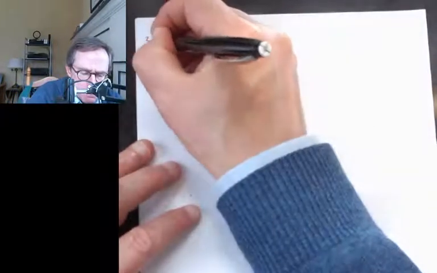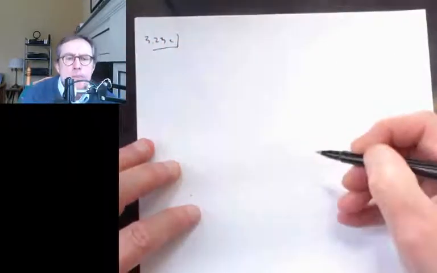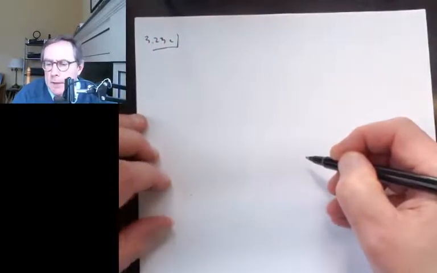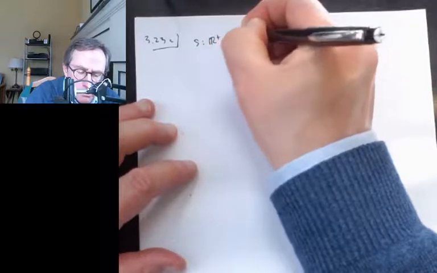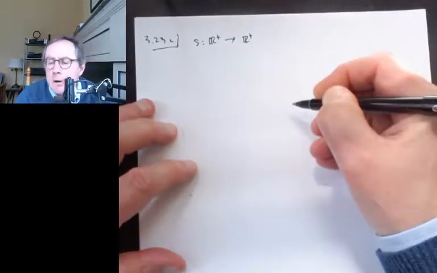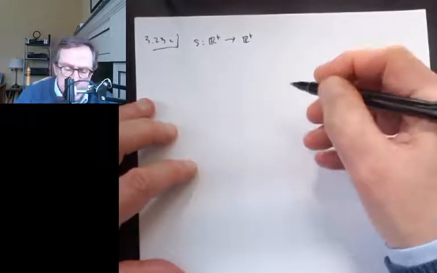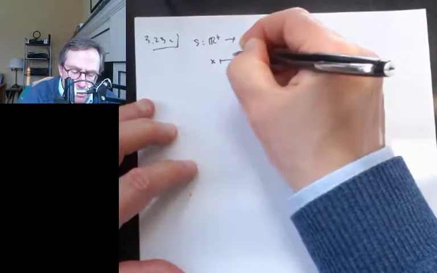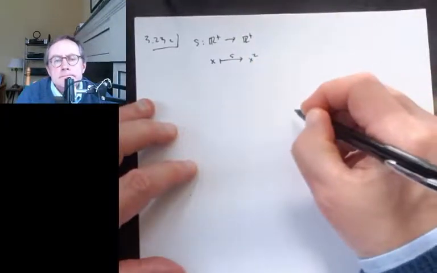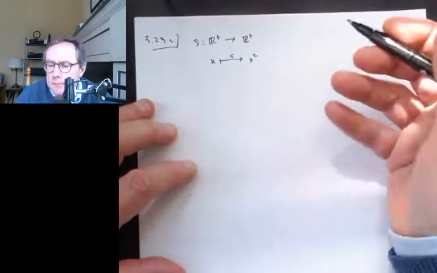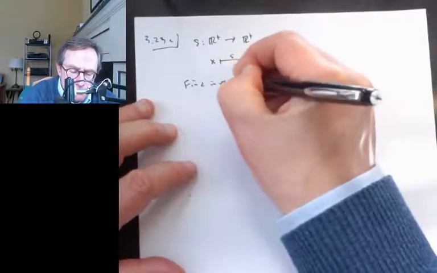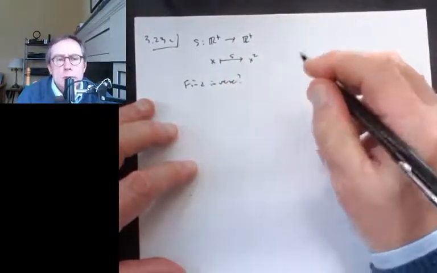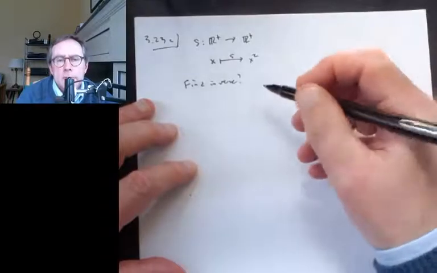Okay, and then lastly, the last one. So 3.23c. 3.23c says, S maps R plus to R plus, and S is given by x goes to x squared. Okay, and it says find the inverse. And again, as usual in this class, you can't just say the inverse is. You have to somehow justify it.